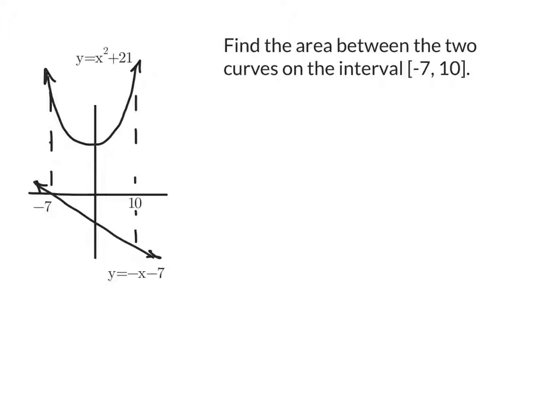I want to take a look at finding the area between two curves in a vertical way. What I mean by that is consider the parabola y equals x squared plus 21 and the line y equals negative x minus 7. If we want to find the area between these two curves on the interval from negative 7 to 10, what we should do is first of all draw it out, and we want to look at this area. This is the area that we want to find. That definitely feels like a vertical area to me.